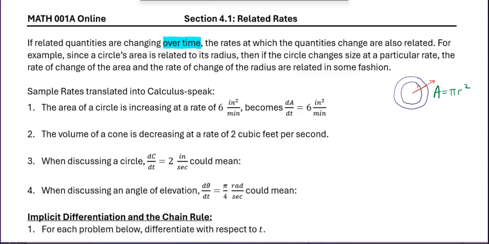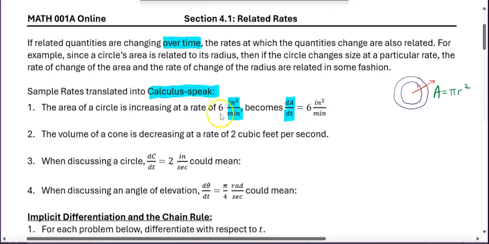So let's see sample rates translated into calculus speak, right? This is kind of an important setup. Number one, the area of a circle is increasing at a rate of 6 square inches per minute. Square inches is a measurement of area, so we could write that as dA, or change in area. And minutes is a measurement of time, which we put dt for, t is time. So we'll commonly use capital A for area and t for time. Okay, so that's something we could think of there.